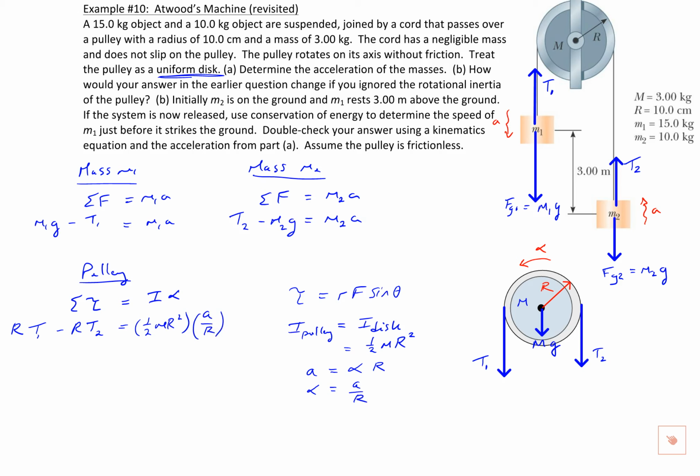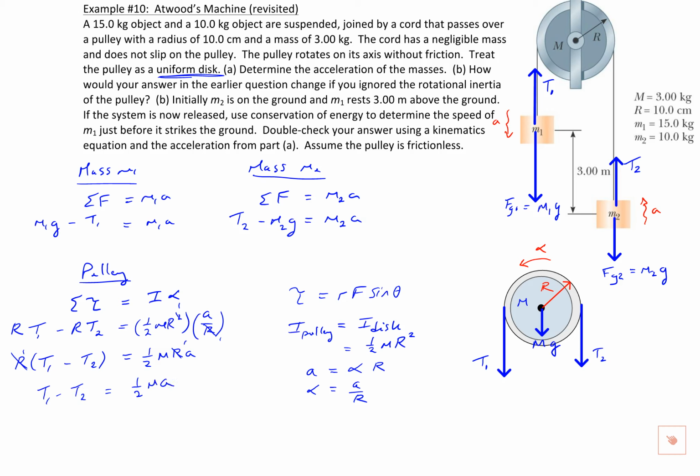Okay, if we simplify a little bit here, we can see that we could pull out R from T1 minus T2 on the left side. And on the right side, you'll see that one of the R's down here cancels out with one of the R's up there. So we get 1/2 mass times R times acceleration. Oh, looks like another thing can happen. We have an R here and an R here, and so the radius cancels out completely. So what we have here is T1 minus T2 equals 1/2 times mass times a.